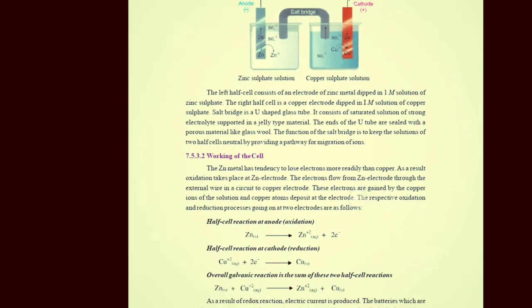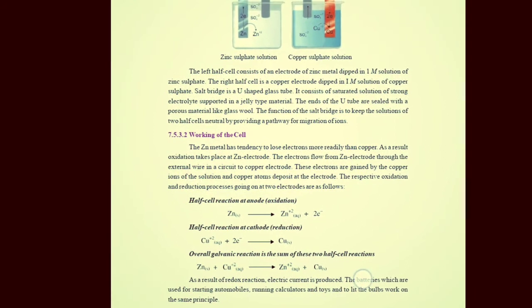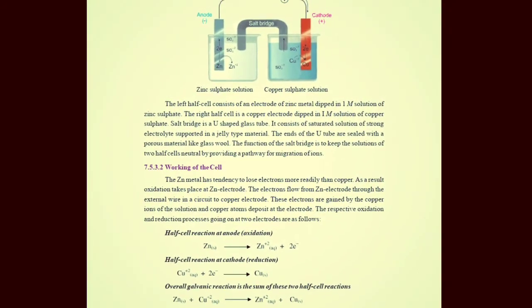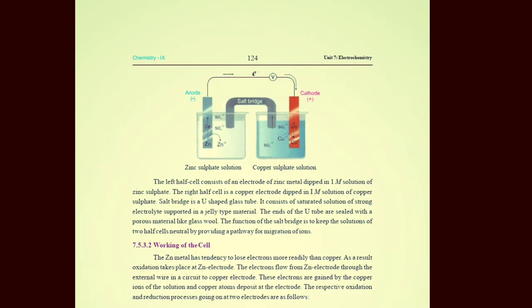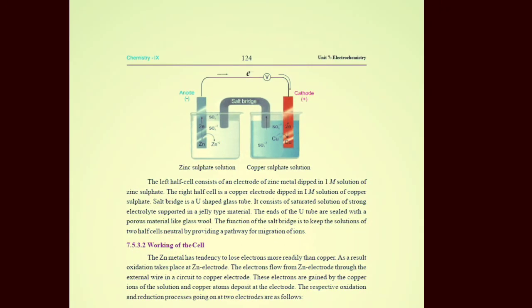So the half cell reaction at anode is called oxidation, and the half cell reaction at cathode is called reduction. The difference is that the negative and positive charges on both electrodes are different. In an electrolytic cell, anode has positive charge and cathode has negative charge.